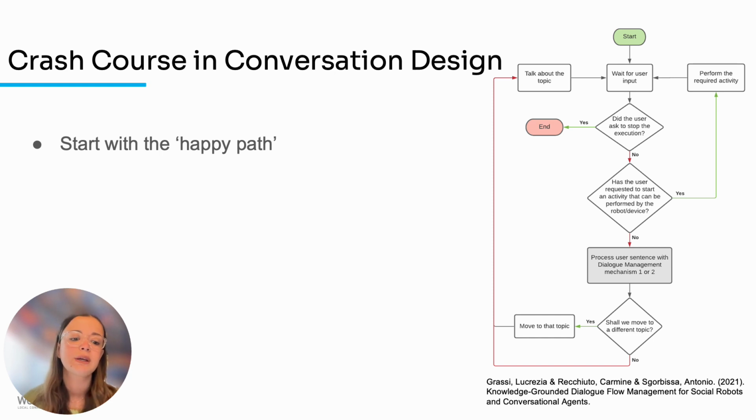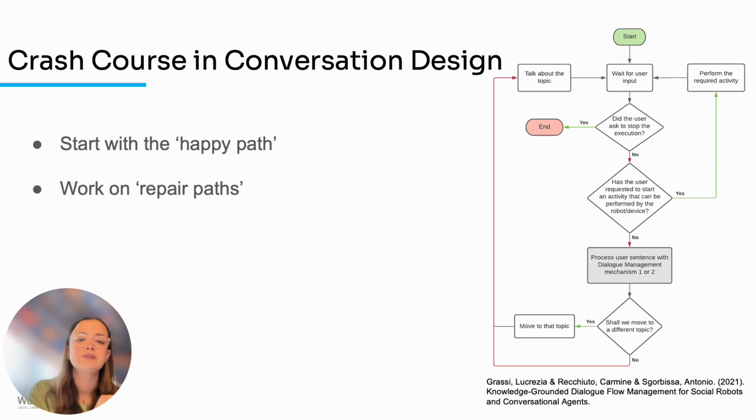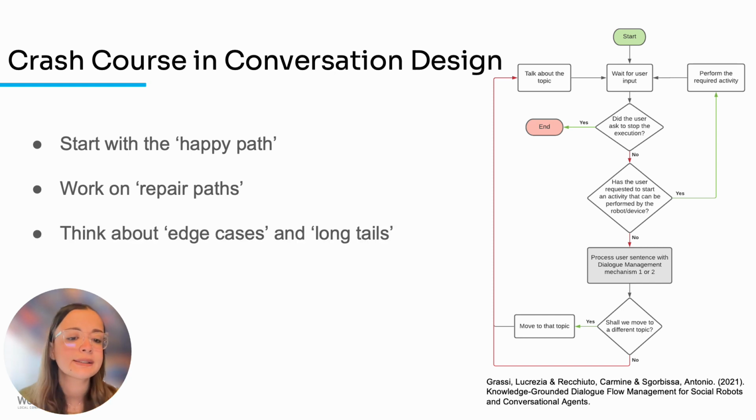So what you think people will want to ask the chatbot most frequently, start with that. Then you would work on repair paths. So you would take that happy path, think of every single point where something might go wrong, or there's an error, or the chatbot doesn't understand the user, or the user wants to be transferred to a human, or whatever, and start working on those individual paths, which are called repair paths.